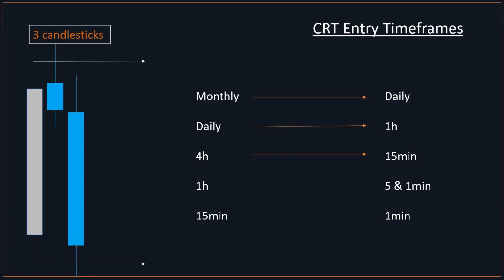If your CRT is identified on the 1-hour chart, use the 5-minute or 1-minute time frame for precise entries. Finally, if your CRT is on the 15-minute time frame, you'll use the 1-minute chart for your buy or sell decisions.